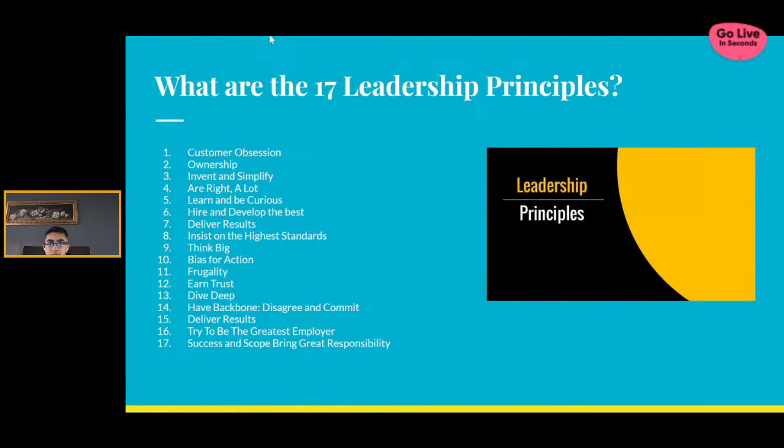So, what are the 17 leadership principles? These 17 principles range from customer obsession, ownership, invent and simplify, write a lot, learn and be curious, and many more, all the way up to success and scope bring great responsibility. So let's discuss each of these.